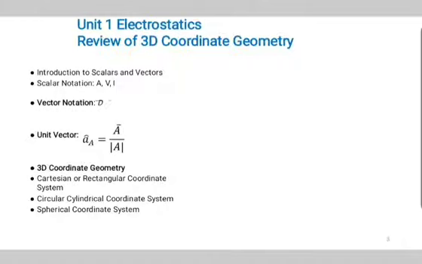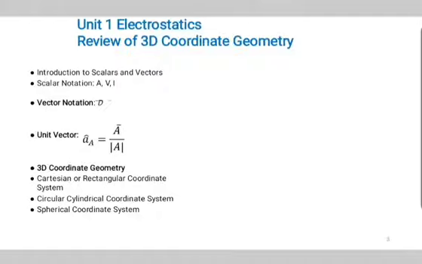So, in general, the physical quantities we shall be dealing with in electromagnetics are functions of space and time. So, in order to describe the spatial variations of the quantities, we must be able to define all the points uniquely in space in a suitable manner. And this requires using an appropriate coordinate system.